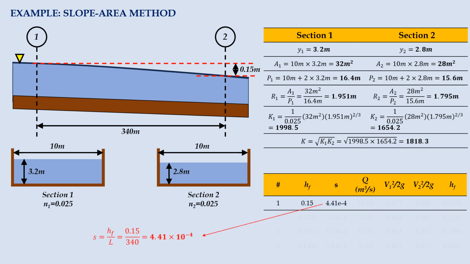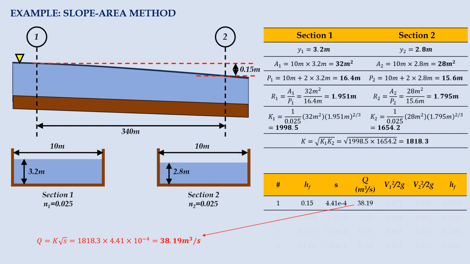To solve for discharge during our first trial, we first require the energy slope. After dividing the head loss of 0.15 meter by the reach of 340 meters, the slope equals 4.41 times 10 to the power of negative 4. Then, by implementing Manning's equation, the discharge would be 38.19 cubic meters per second. Based on the principle of continuity, the discharge should remain the same for both points.